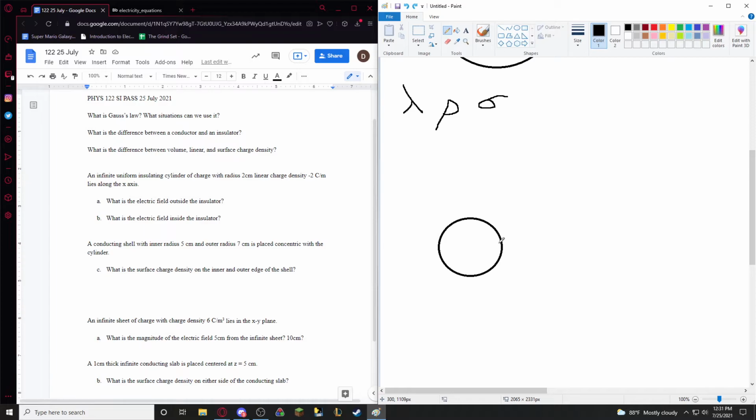So how do you get your electric field outside the insulator? How do you get the actual magnitude? Let's see. The actual magnitude.